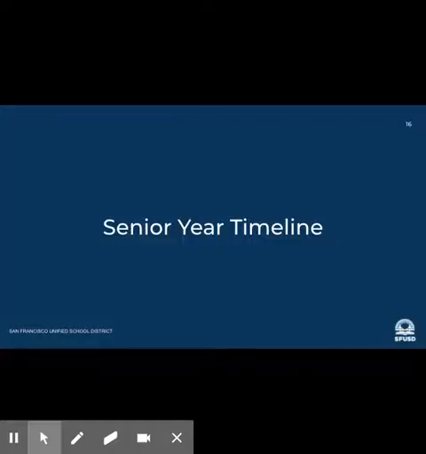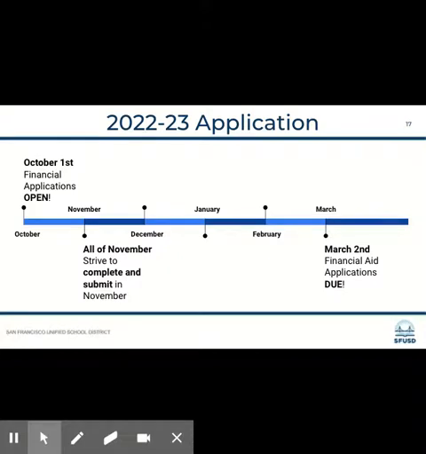Your senior year is go time. The financial aid applications are available online starting October 1st, 2021 of your senior year. You should most definitely begin filling it out in October to submit early. Remember, you're filling out the 2022 to 2023 application because that's the year you'll be going to college. The official deadline is March 2nd, 2022.